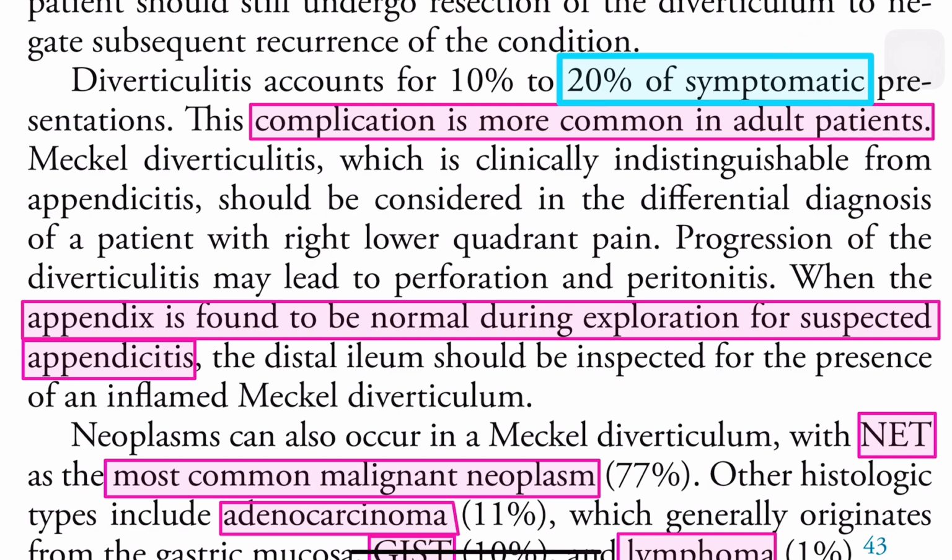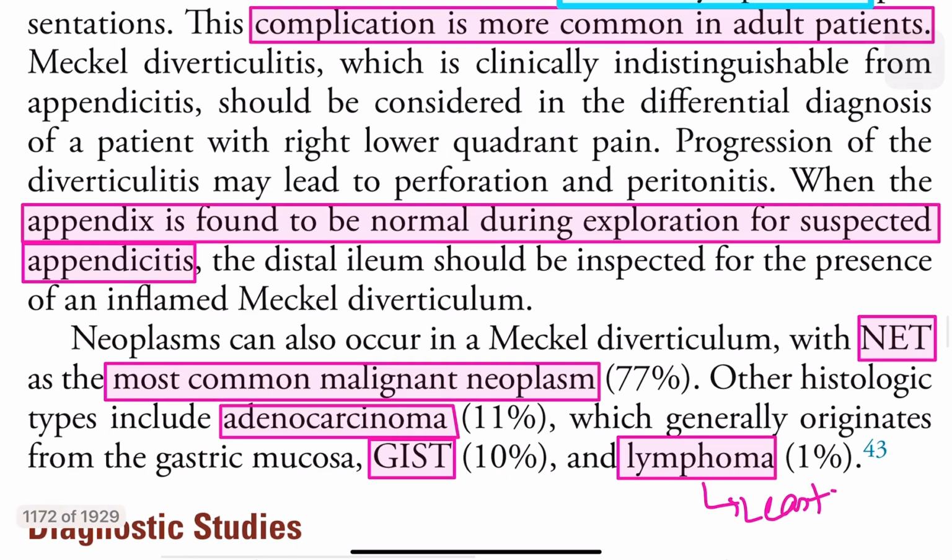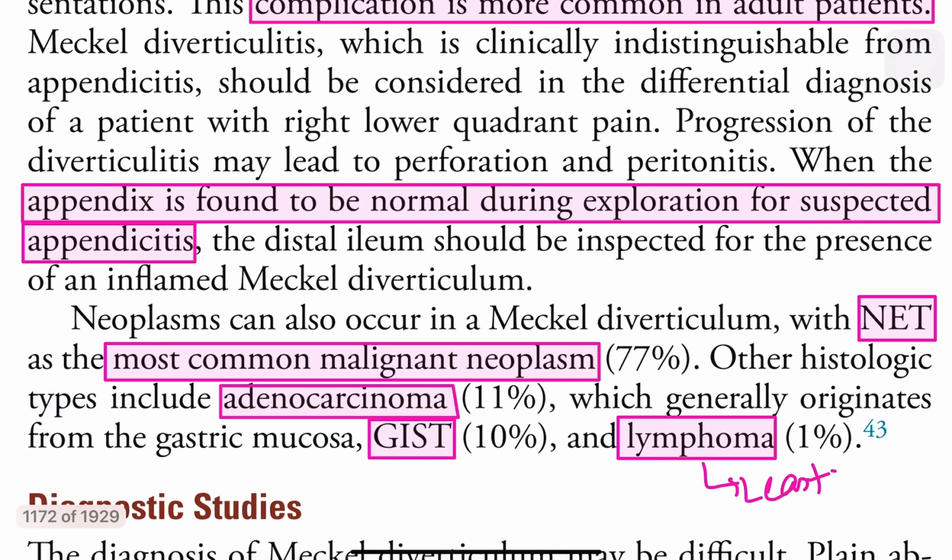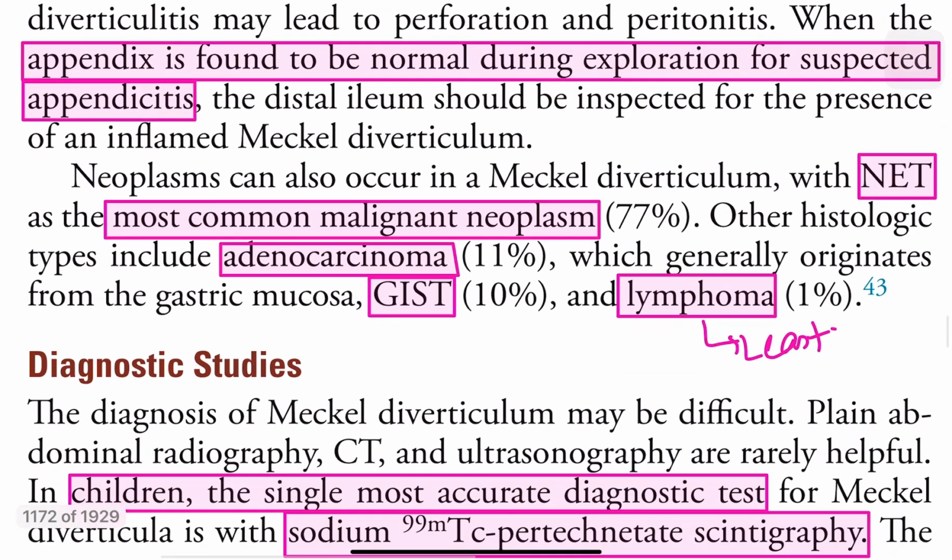The complications are more common in adult patients. You suspect Meckel's diverticulum when the appendix is found to be normal during exploration for suspected appendicitis. The neoplasm occurring in Meckel's diverticulum is most commonly a neuroendocrine tumor. Important MCQ. Others are adenocarcinoma, GIST, and lymphoma. But at least remember that the most common malignant neoplasm of Meckel's is neuroendocrine tumor.